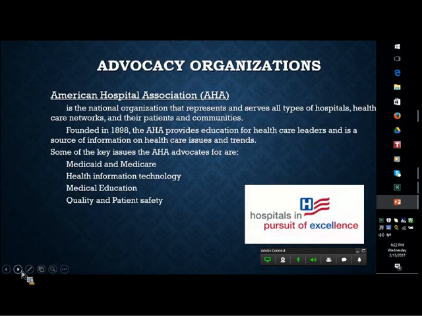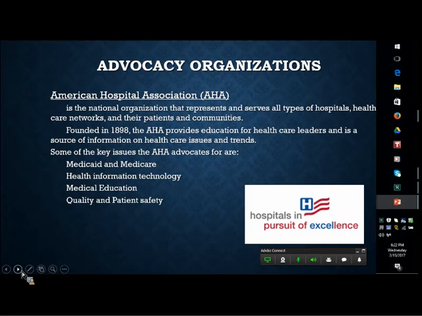The first one that I found was the American Hospital Association. It's the national organization that represents and serves all types of hospitals, healthcare networks, and their patients and communities. It was founded in 1898. It provides education for healthcare leaders and is a great source of information on healthcare issues and trends.